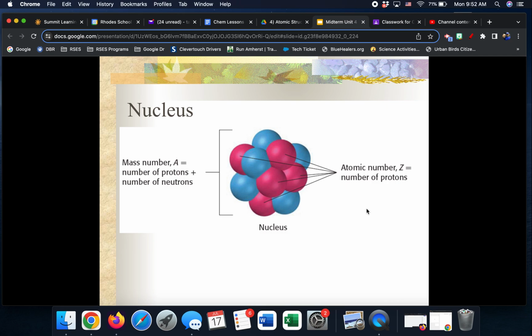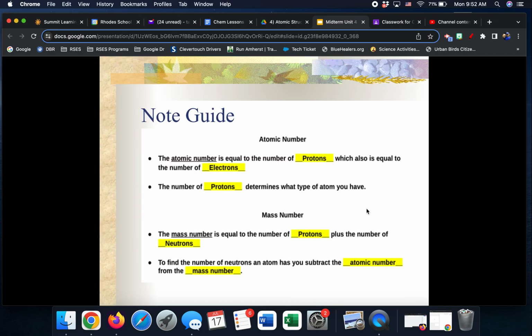Much of the same here. Press pause while you fill out the difference between atomic number and mass number.